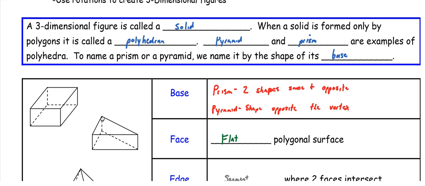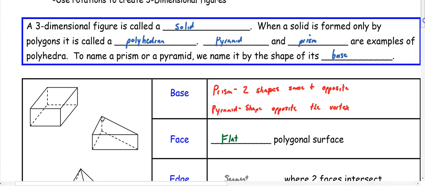This video is about three-dimensional figures. A three-dimensional figure is called a solid. When a solid is formed only by polygons, it is called a polyhedron. A prism and a pyramid are examples of polyhedra. To name a prism or a pyramid, we name the shape by its base.